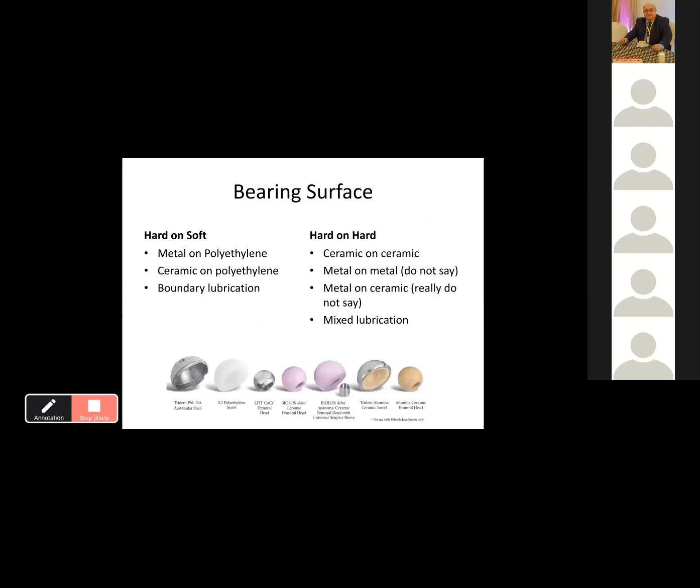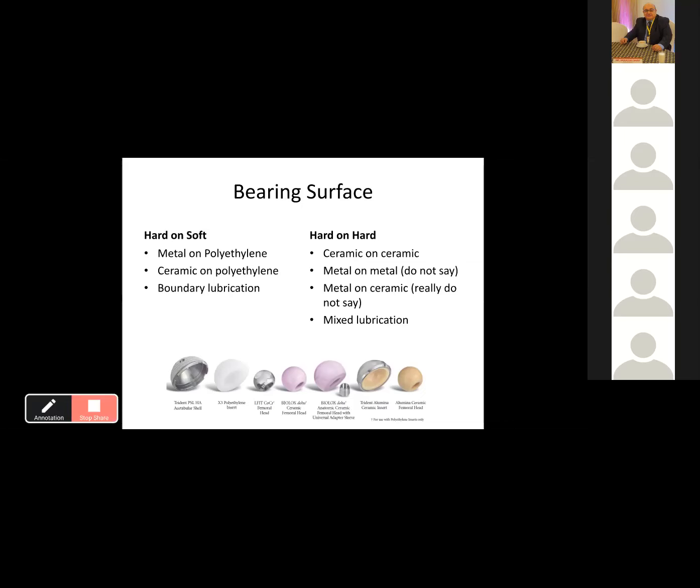So when we look at bearing surface, there are two broad categories: hard on soft and hard on hard. So hard on soft is your metal on poly or your ceramic on poly, and these work with boundary lubrication. So the hard head is rubbing against the soft polyethylene, whereas hard on hard is your ceramic on ceramic, your metal on metals, and I would recommend you don't say that you would do a metal on metal, and I would certainly counsel you against ever saying metal on ceramic, because they were the worst combinations. And these use a mixed lubrication pattern.